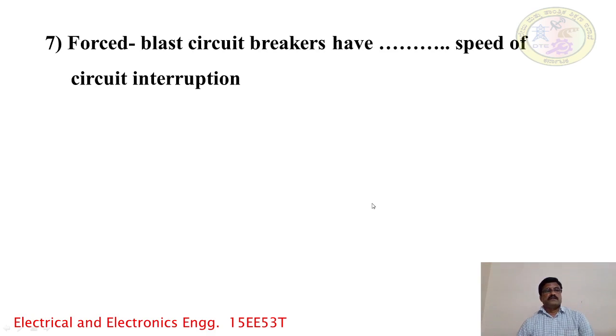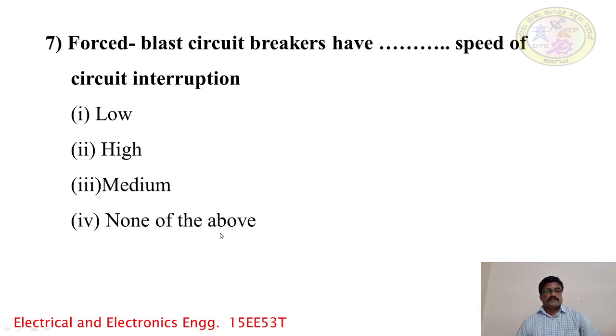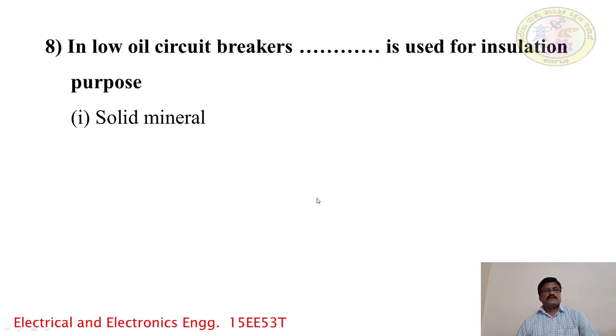Next, seventh one. Forced blast circuit breaker has dash speed of circuit interruption. First one is low, second one is high, third one is medium, and fourth one is none of the above. So for the forced blast, high pressure blast circuit breaker, the answer is high.